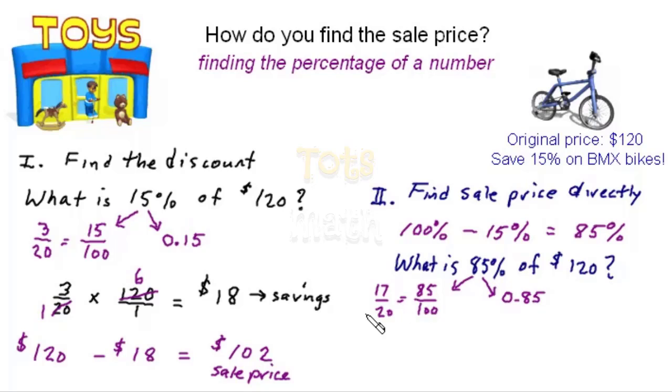And since we know that 20 is a factor of 120, I'm going to use the fraction method again. 17/20 times 120. I simplify the problem by dividing 20 by 20 and 120 by 20. And the problem becomes 17 times 6, which is $102. And that's exactly what we got using the first method.